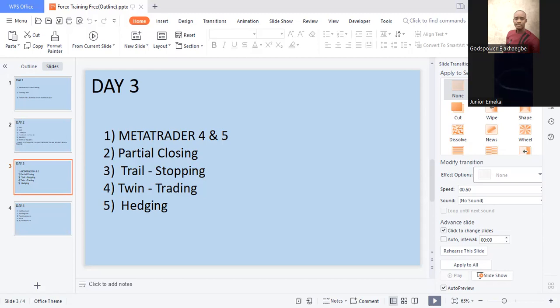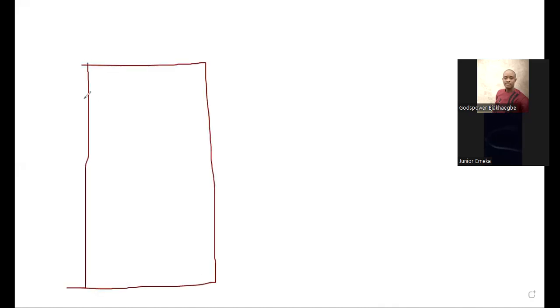Now, that being said, let's go to the major business of today. Today, I will start with partial closing. Let's say this is your MetaTrader 4. And of course, for those that trade very well, this is where the lot size is. Let's say I'm dealing with a 0.05 lot size. Let's say you have a trade running, and that trade running is GBPUSD.